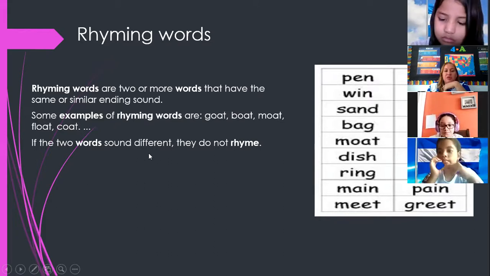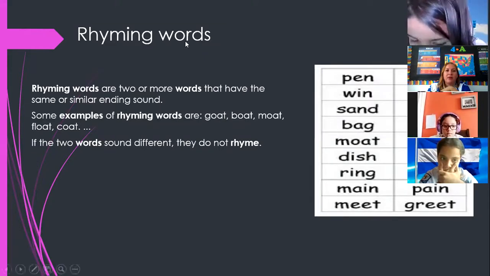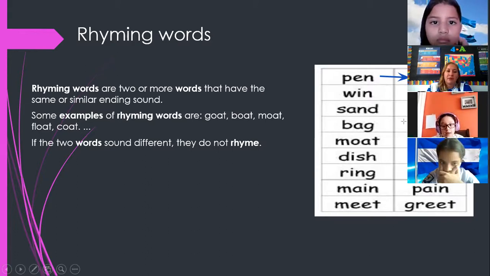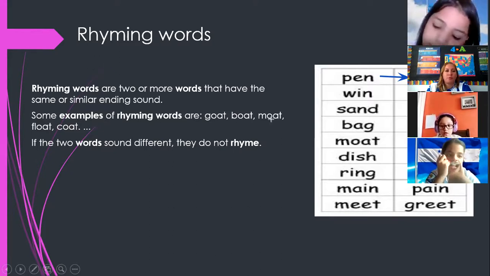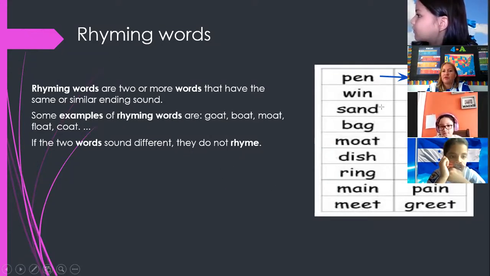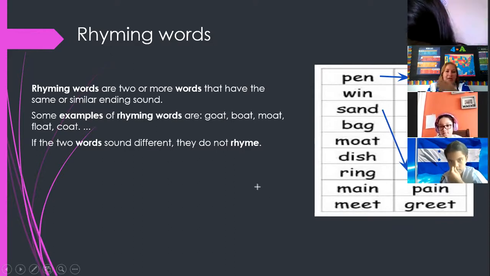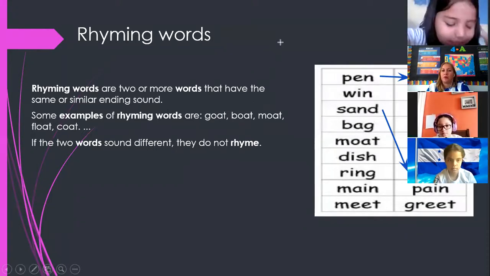Again, if I ask you for a word with a rhyming syllable, the rhyme goes at the end, like this one. Pen, men. They don't have the same sound at the beginning, but they do at the end. Win, bean, sun, ban, bag, rag, moat, goat, fish, wish. Some examples of rhyming words are goat, boat, moat, float, and coat. Just the first consonant changes. If the two words sound different, they do not rhyme. Like if you match sand with goat, or sand with sing, just because they begin with the same letter, S and S, that's not correct. The rhyme goes at the end of the word.